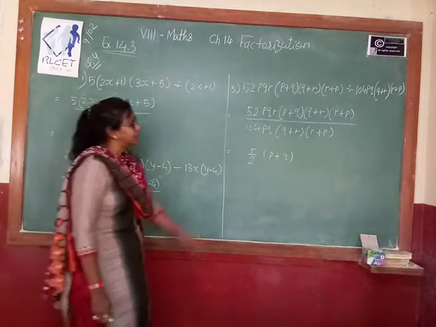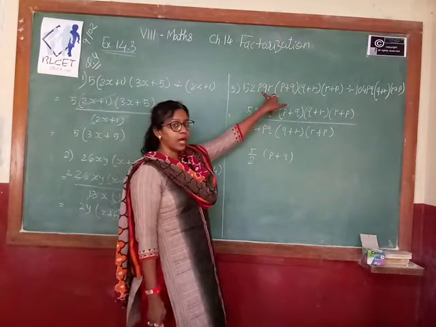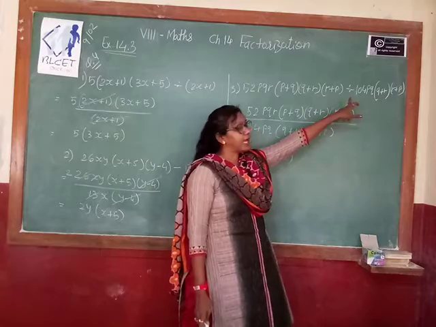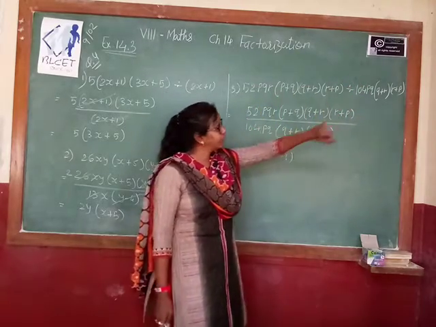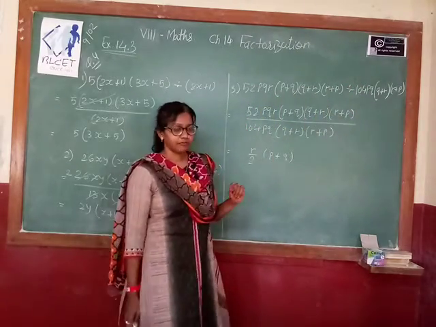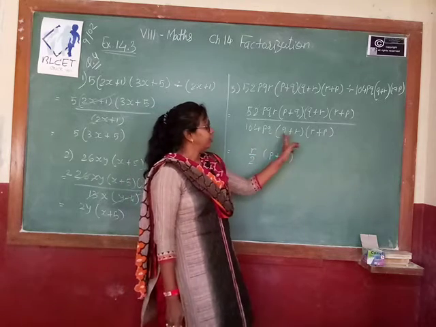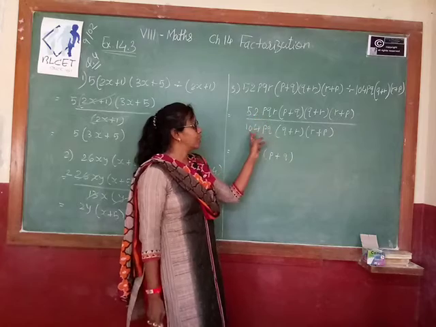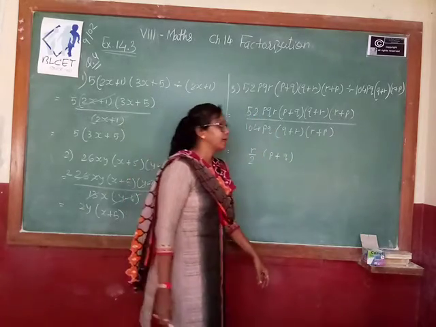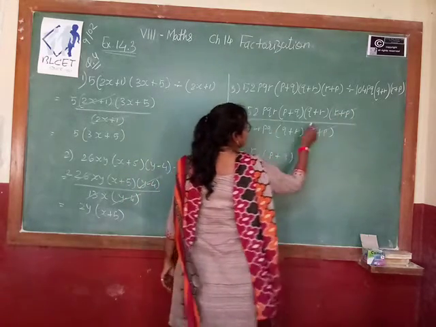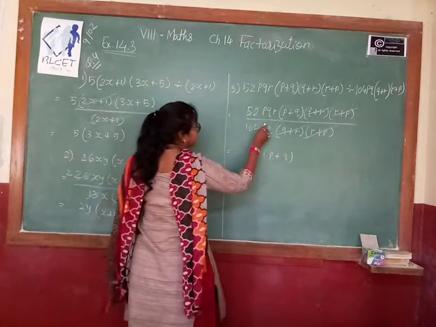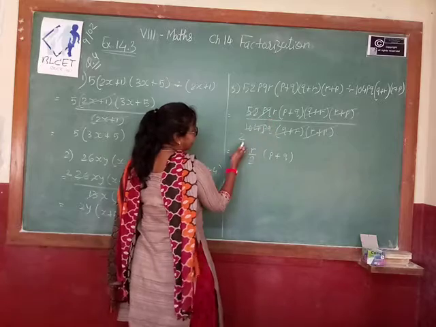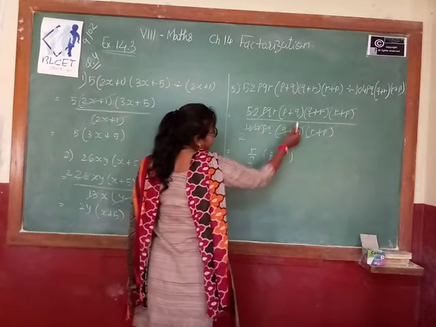Now come to the third question: 52pqr(p + q)(q + r + p) divided by 104pq(q + r + p). We know that q + r + p, these two terms will be directly cancelled, and 52 twos are 104, and pq is also cancelled. So what is left? r(p + q) divided by 2.